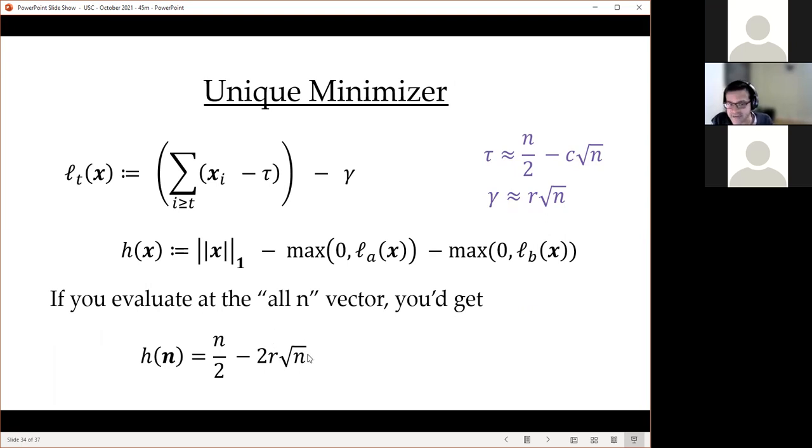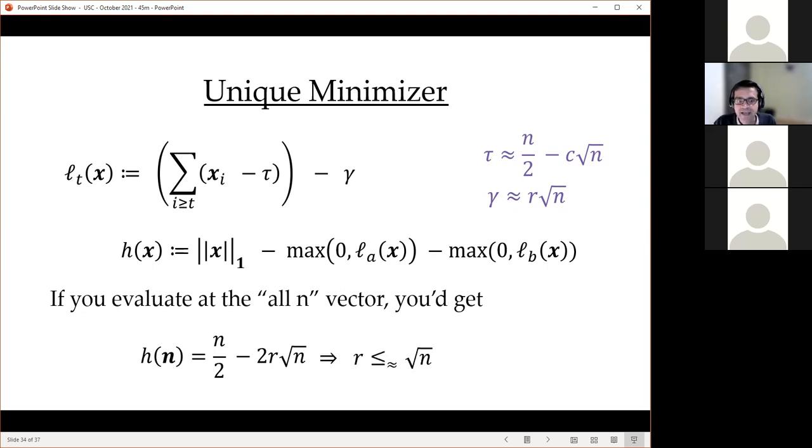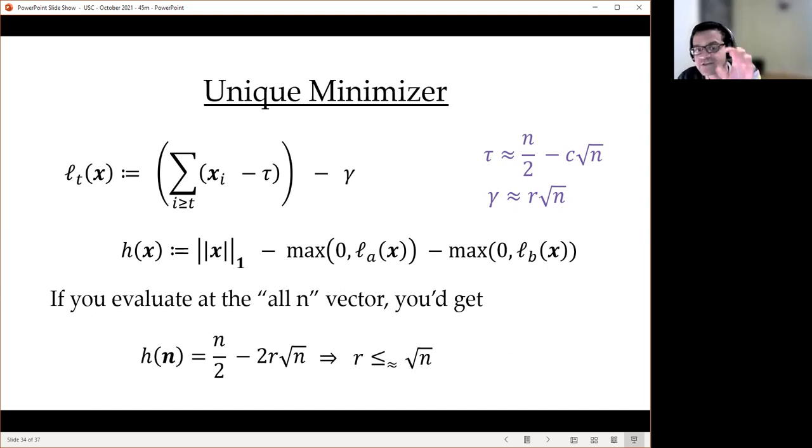This root n is because of the standard deviation, which I need to give because if you pick a random thing, you can be off by 1 or 2 standard deviations. So you need to give some padding of root n. And you get that the function value at the all n's vector is something like this. And you want this to be positive, because if this is negative, then the all n's vector is the minimizer and there is nothing to hide. So if you do the math here, you'll see that the number of parts is roughly square root n, where n is the size of each part, which means that with respect to the whole universe, it's the cube root of the universe.